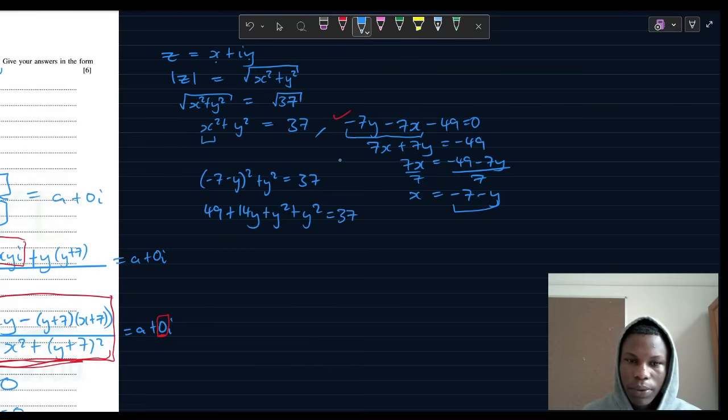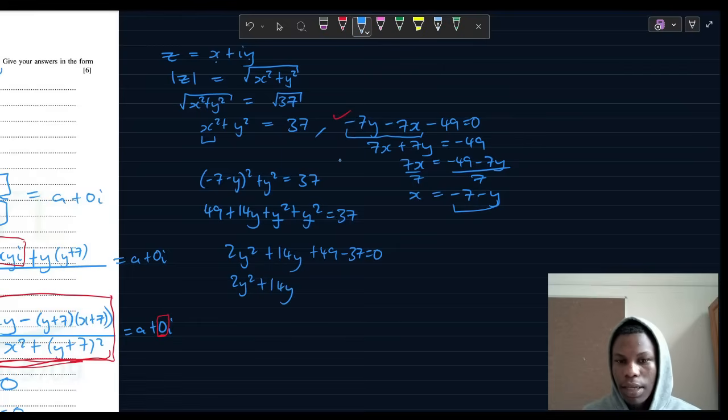And so you end up writing it in order of decreasing powers of y. Let's start with the y squared. That's 2y squared plus 14y plus 49. Bring the 37 to the left, minus 37 is 0. So 2y squared plus 14y, 49 minus 37, that is 12, is equal to 0. We can divide through by 2. y squared plus 7y plus 6 is 0.